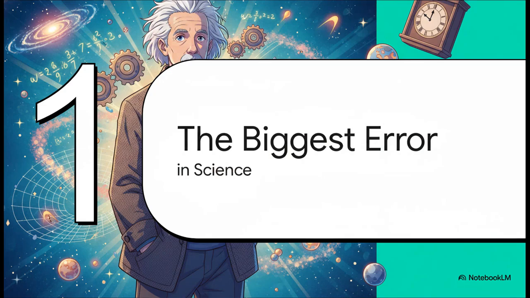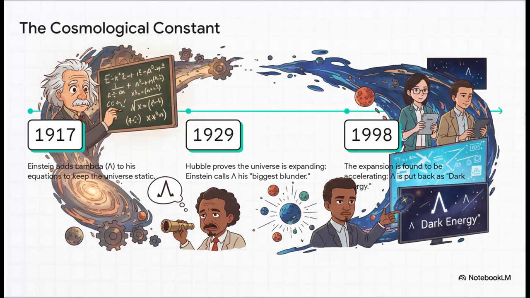To really get a grip on how deep this problem runs, we've got to rewind the clock about 100 years, all the way back to the man himself, Albert Einstein. So, back in 1917, Einstein's equations suggested the universe should be collapsing or expanding, but he thought it was static. So he added a little fudge factor, called lambda, the cosmological constant, just to hold everything in place. Then, in 1929, Edwin Hubble proves the universe is expanding. Whoops! Einstein famously throws out lambda, calling it his biggest blunder.